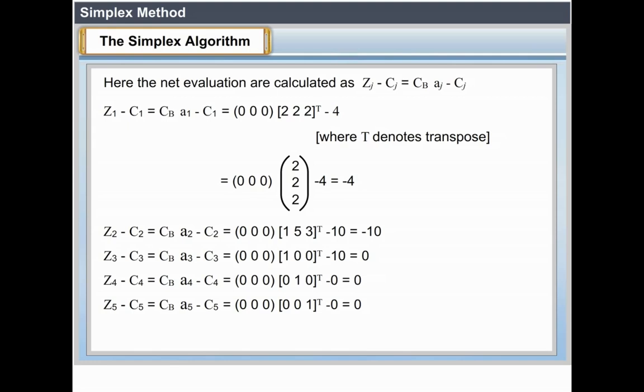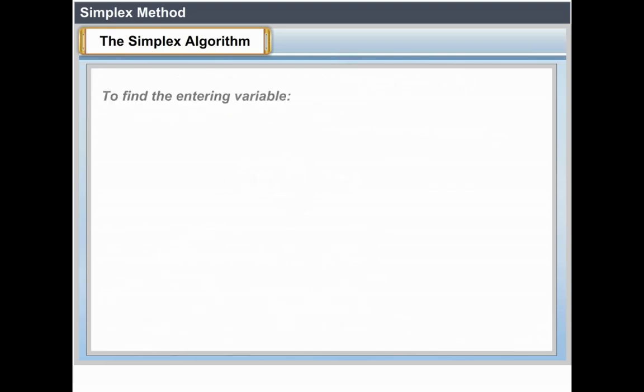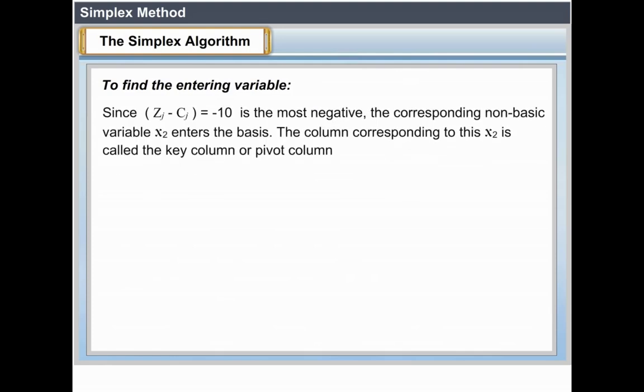Zj minus Cj equals CB times Aj minus Cj, giving 0, 0, 0 into 0, 0, 1 transpose minus 0, which equals 0. Since there are some Zj minus Cj less than 0, the current basic feasible solution is not optimal. To find the entering variable, since Z2 minus C2 equal to minus 10 is the most negative, the corresponding non-basic variable x2 enters the basis.